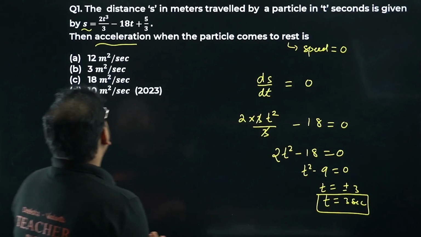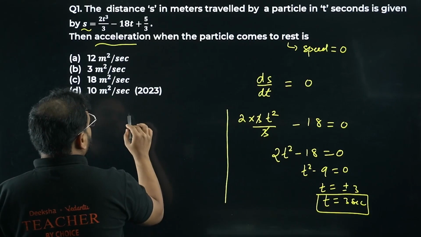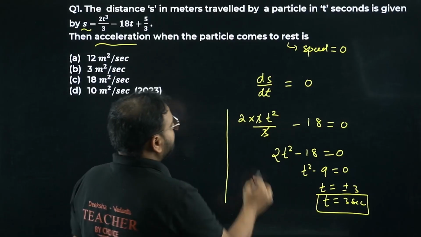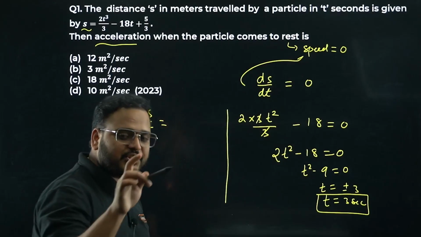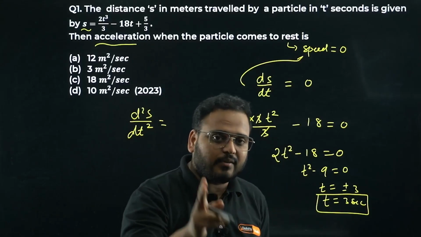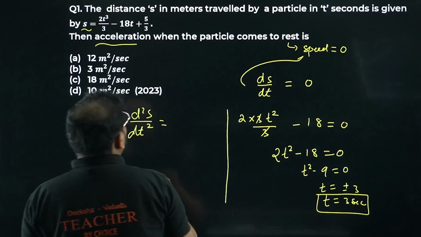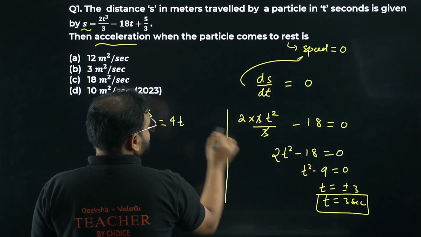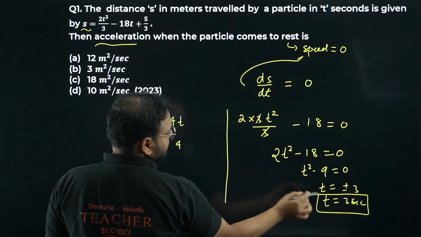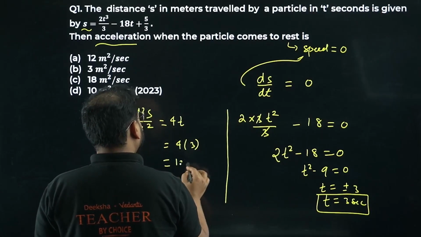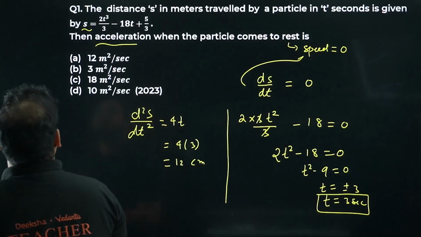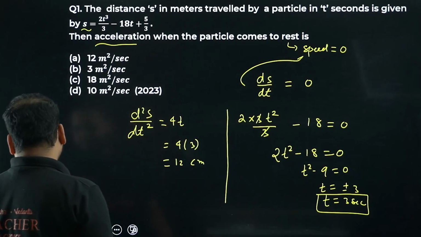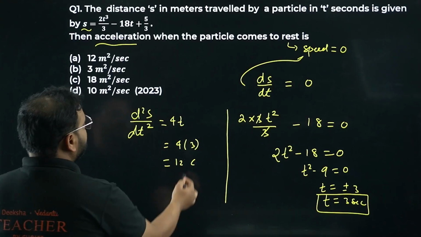What are they asking next? They're asking acceleration. We know that acceleration is d square s by dt square, the second derivative of the displacement, or the derivative of the speed. So from here we have 4t, so it becomes 4 times 3, which is 12. Has they given any unit? They have not mentioned any unit, so it doesn't matter, we don't have to write it. The answer will be simply option A.